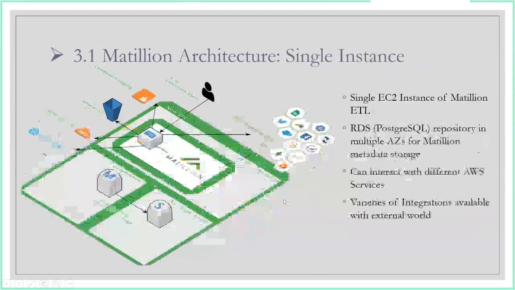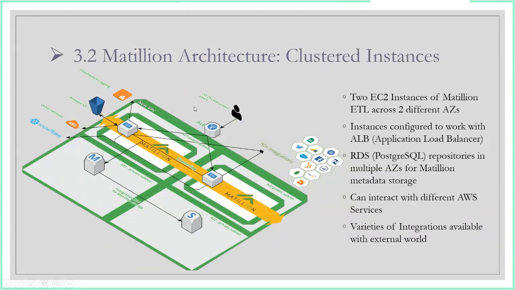Now, before setting up our project, today we'll look at clustered instances. Clustered instances are usually required for a big team size, something like 20 or 25 concurrent users. The only difference between the single instance and the clustered instance is that instead of launching one instance, in clustered instances two instances get launched. So two Matillion instances get launched in two different public subnets.